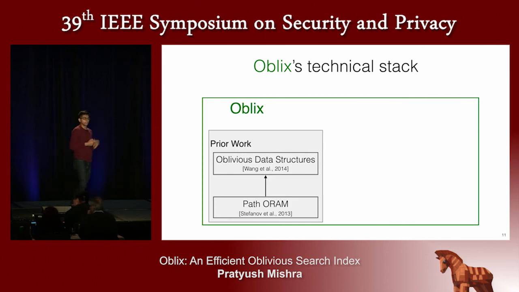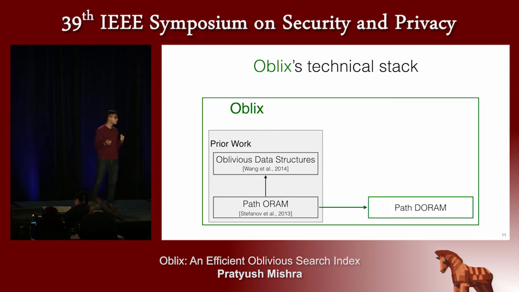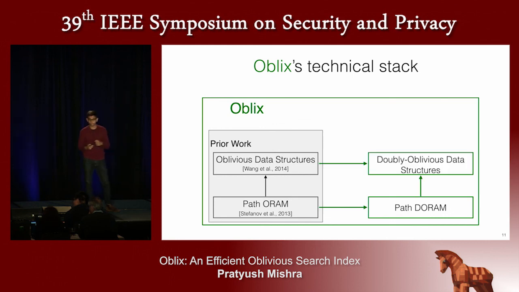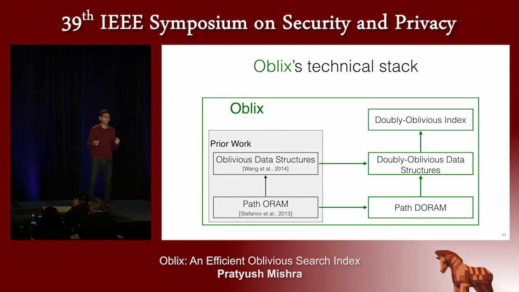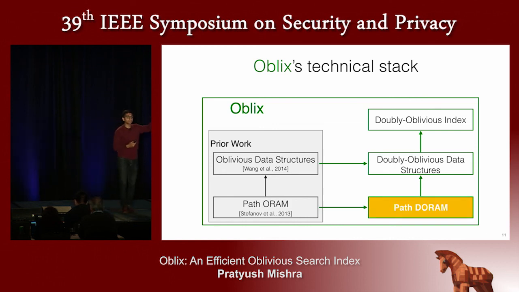Okay, so here's a roadmap of how Oblix constructs and builds upon W-oblivious algorithms. First, we construct W-oblivious path ORAM, or path DORAM. Next, on top of this, we construct W-oblivious data structures to get rid of the position map. And finally, we construct Oblix by constructing a doubly-oblivious index on top of this. In the rest of this talk, I'm going to focus on path DORAM. For the other two, I recommend you look at the paper.